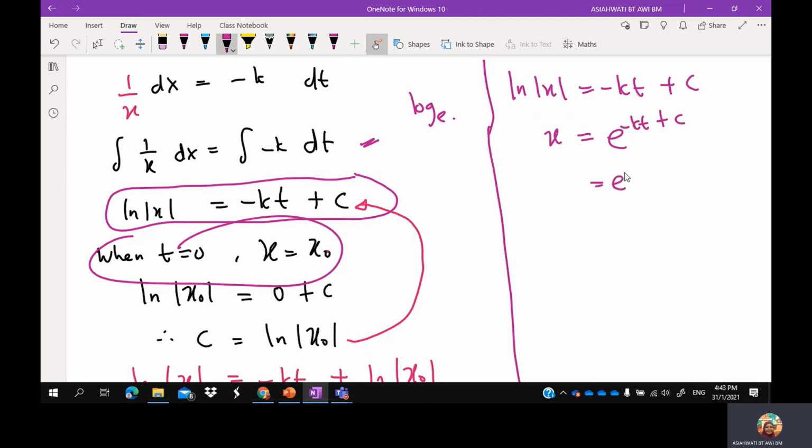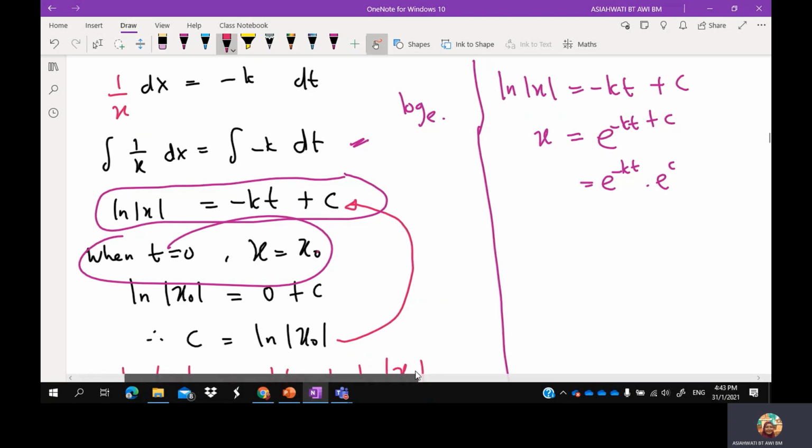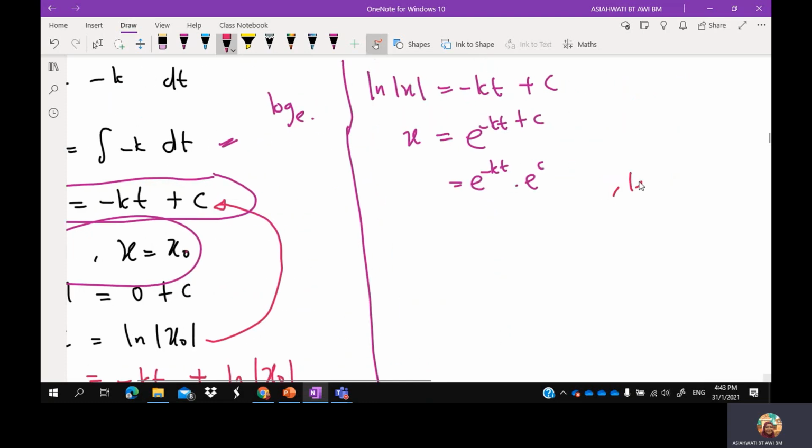Then simplify: e power negative kt times e power c. Next, let a be equal to e power c. Because e is a constant, c is also a constant, so we can just use one symbol. Therefore, x is equal to a times e power negative kt. Settled. Then substitute.